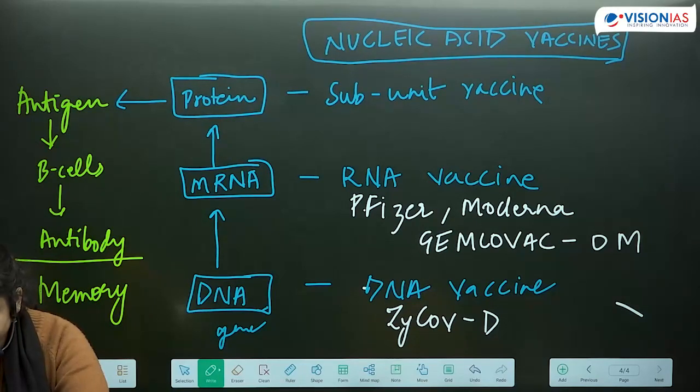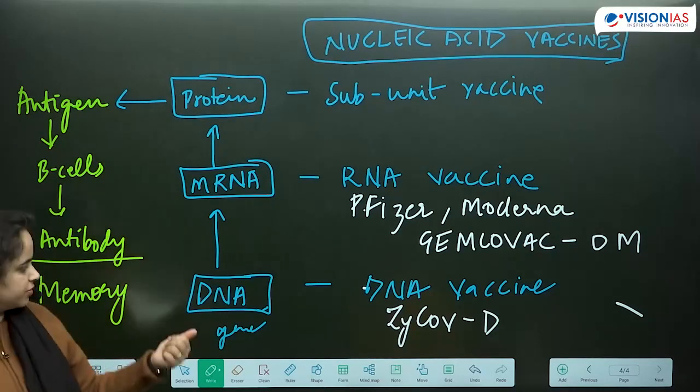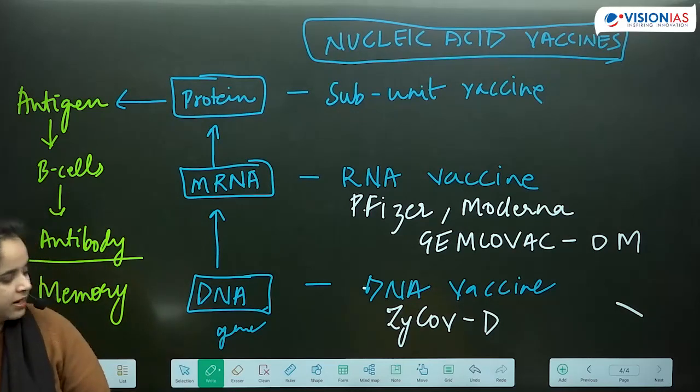The production of the target antigen takes place in the body of the vaccinated person. Okay, and make sure you write the example Zycov-D.